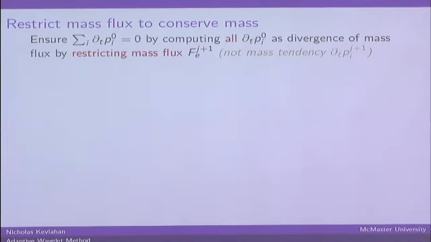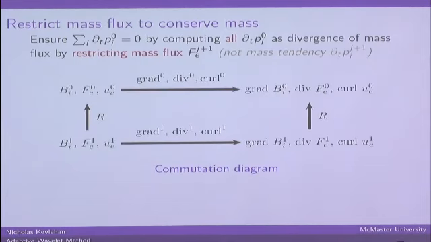And the key idea to doing all this is to restrict the mass flux to conserve mass. So we don't restrict the pressure and the velocity independently, we restrict the mass flux. And this means that if we start with a quantity on a fine grid and then restrict and then apply the differential operator, we get the same thing as applying the differential operator on the fine grid and then restricting. In other words, this diagram must commute. So we have to ensure that certain discrete commutation properties hold under the application of restriction operators.